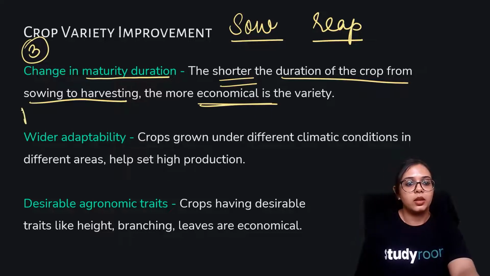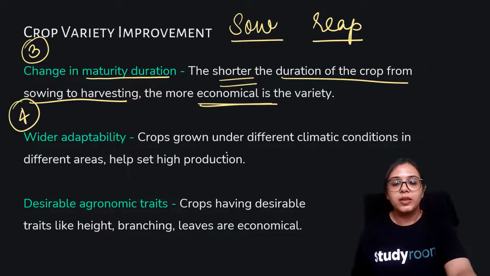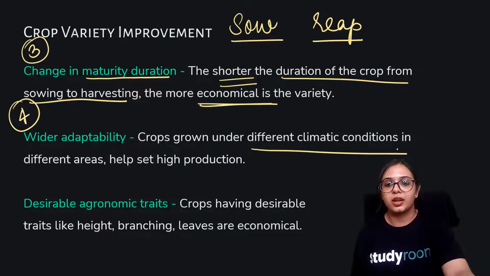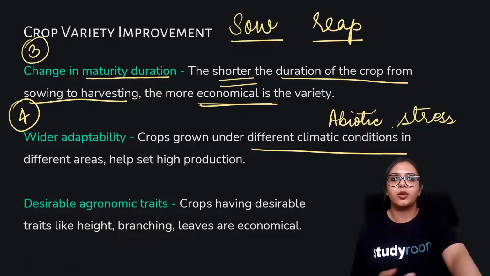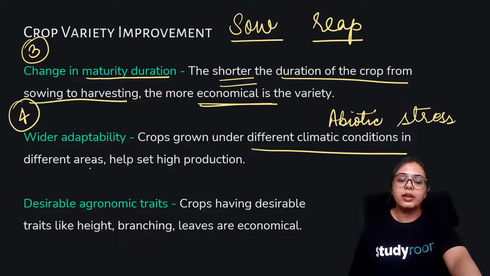Then wider adaptability means we are getting those kinds of plants that are able to withstand different climatic conditions, that abiotic stress that I was talking about. So we are getting plants that are able to withstand these different climatic conditions of heat, drought, floods, and all that, in different areas.